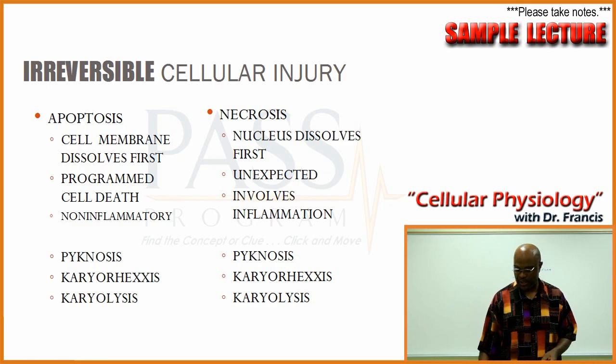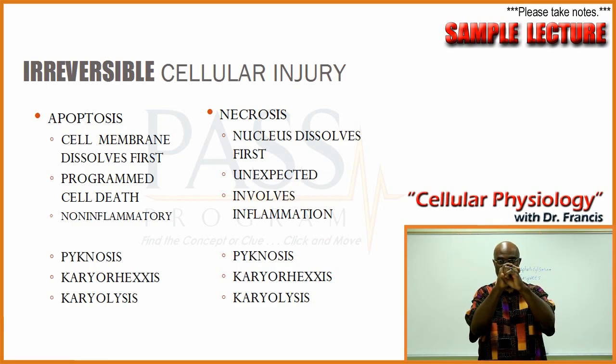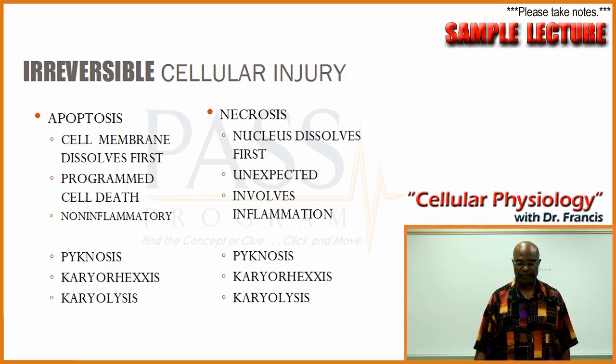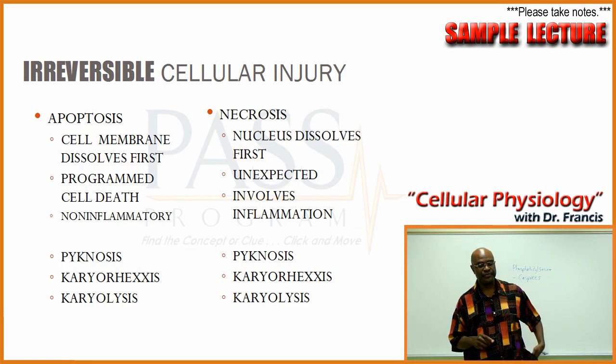So in other words, the way to look at it is apoptosis is an implosion. That means you start on the surface and come inwards. Whereas necrosis is an explosion. You start from the middle and go out to the periphery. So that means apoptosis is scheduled cellular death. Necrosis is unscheduled cellular death.